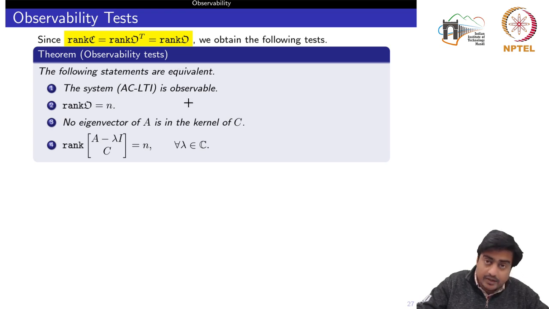During the controllability week, we defined this as the matrix test. The third is that no eigenvector of A is in the kernel of C. This is the eigenvector test. And the simplification of the eigenvector test, which we have defined as the PBH test, is that the rank of this matrix is equal to n for all lambda belonging to the set of complex numbers.